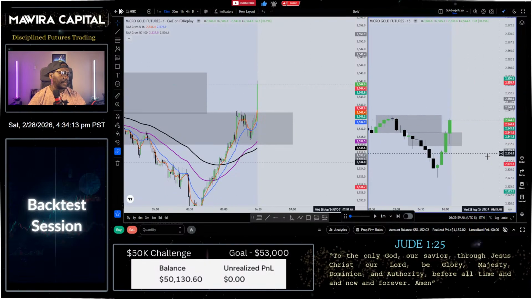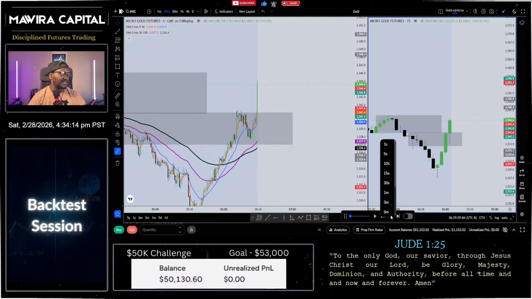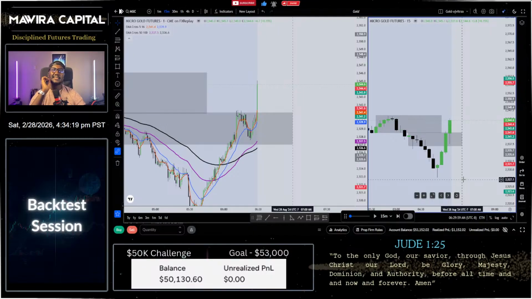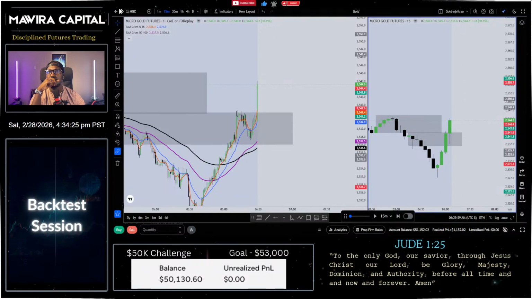Now I don't like taking trades the first 15 minutes. I feel like I take more losses than wins during that session, so we will stay away from it. I feel like I got too many windows. Save.